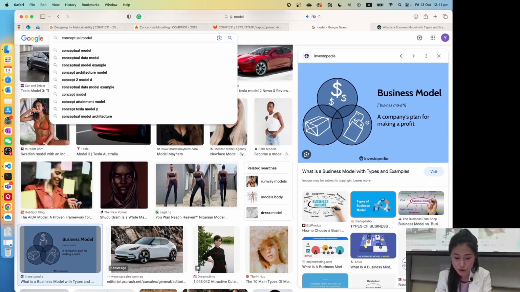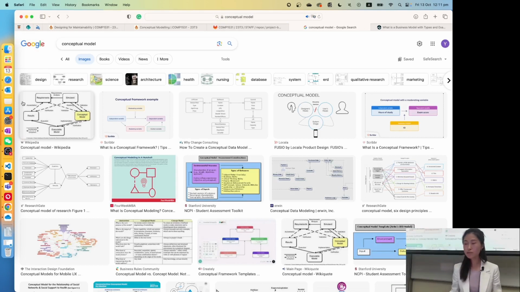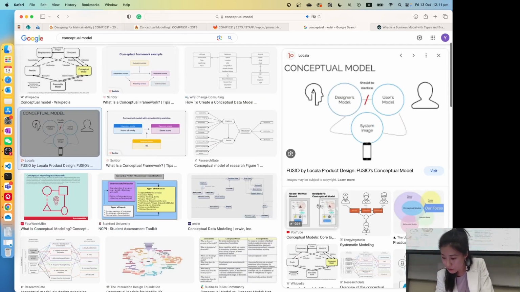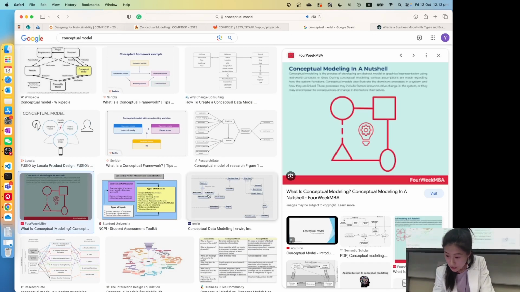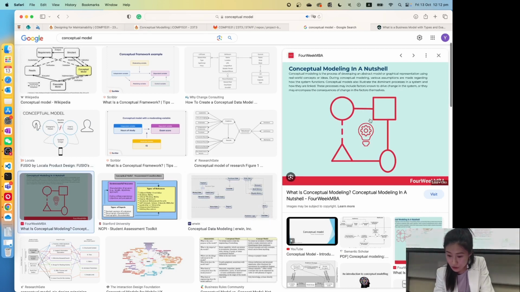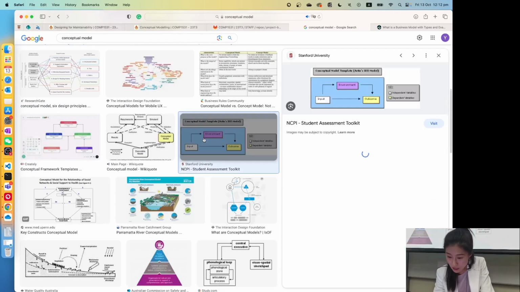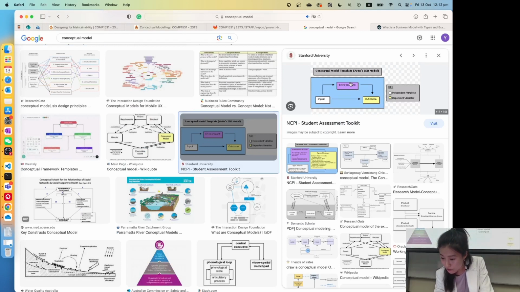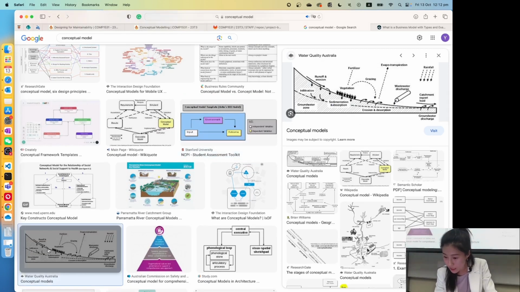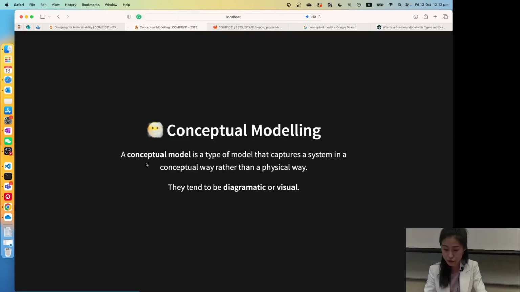Let's have a look at a conceptual model. Okay, so this becomes more abstract. What is a conceptual model? We have different blocks and they may have some relationships. Here we have input, environment, and then outcome. So it's kind of like a process and different states of a system. Other conceptual models, like the conceptual model of water quality. And yeah, so this is a conceptual model in general.